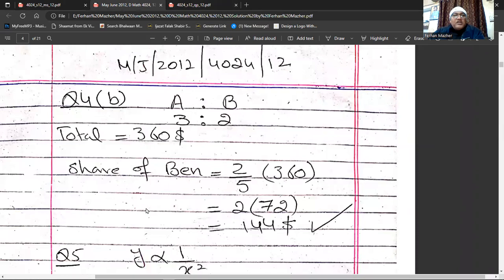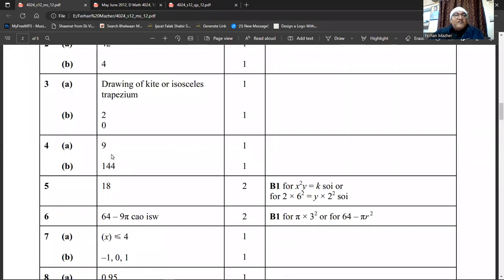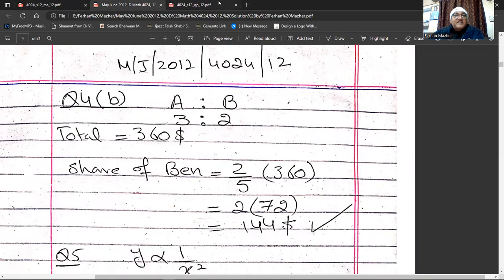So here we go. A ratio B is 3:2. The total money is $360. The share of Ben will be its ratio divided by the sum of the ratio, multiplied by the total money to be divided. So 2 by 5 into 360. 360 divided by 5 is 72. 72 multiplied by 2 is 144. So it will be 144. 144 is the right answer, sir.